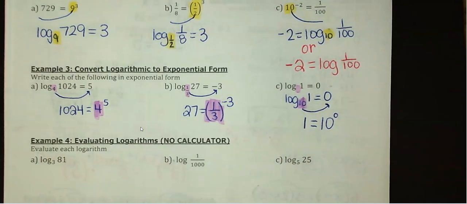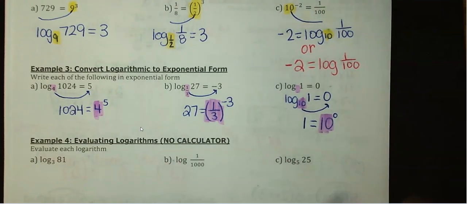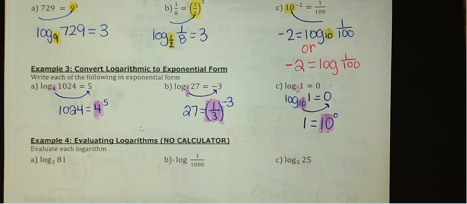There is nothing to solve here. The statement you've got there, anything to the 0 power is 1. So base of my log, which was 10, becomes base of my exponent. 10 to the 0 power is 1. Is anybody having a question between converting the two different formats?